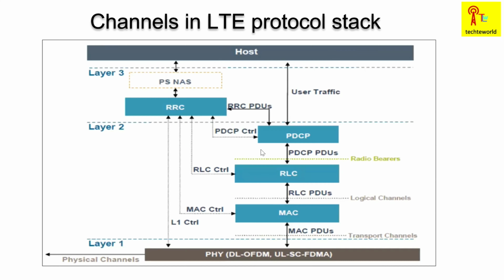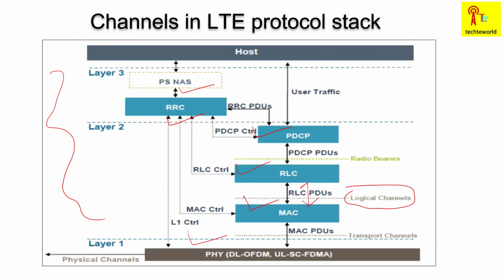This is the pictorial diagram of our protocol stack. We already have a video on the LTE protocol stack, so you know about its pictorial representation. These are the various protocol layers: RRC, NAS, PDCP, RLC, MAC and the physical layer. If we see this diagram, the location of the logical channel is between RLC and MAC.